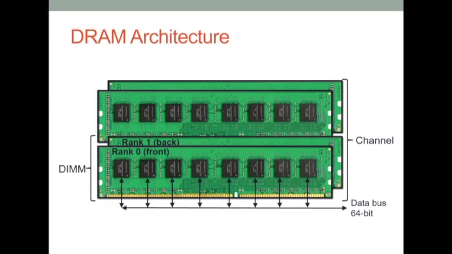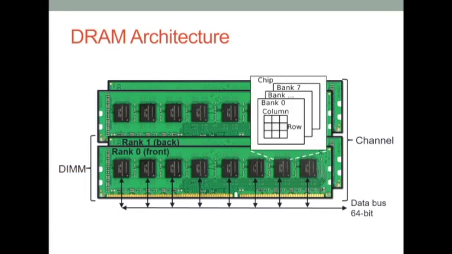So this is the architecture of DRAM. You can see that the processor will interact with the DRAM using memory channels, and within each memory channel there are multiple DIMMs, and for each DIMM there might be two sides, and one side is one rank. And on each rank there are multiple chips, and on each chip there are multiple banks, sometimes 8 banks, sometimes 16 banks, and within each bank there are multiple rows and multiple columns.